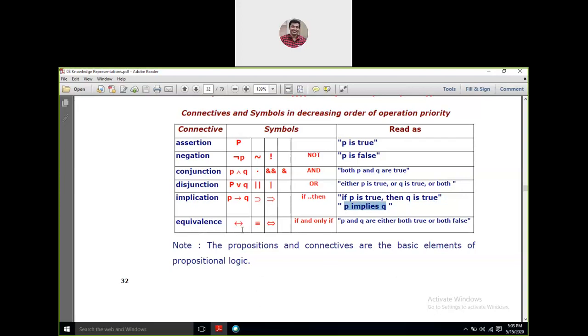Now we do have the equivalence. That means double-sided implication. That means it is somewhat like equal to. P and Q are either both true or both false. So the moment I have an equivalence operator between them, either P and Q will be both true or both false. If they are both true, then the fact is true. If they are both false, then also the fact is true. But if one is true and one is false, then you cannot hold this value, right?